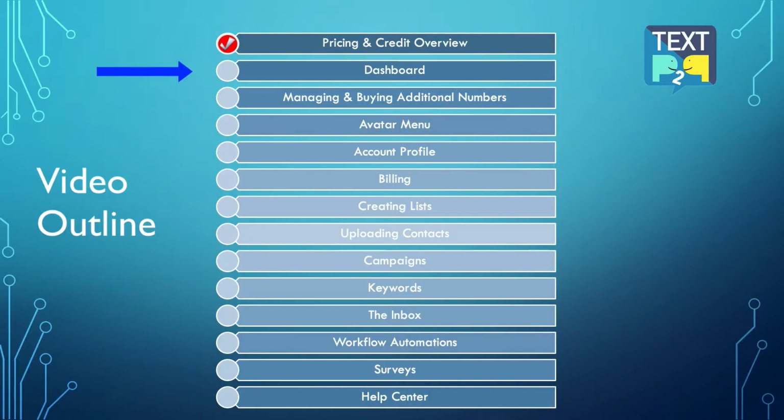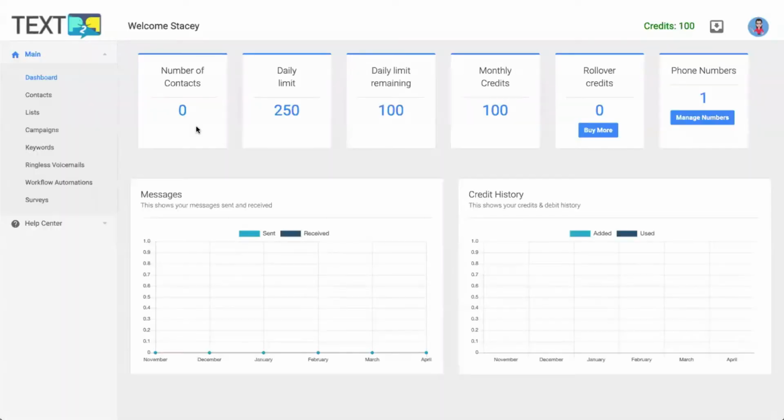Okay, back to TextP2P. Now that you understand how credits work, looking at our dashboard, you'll see the number of contacts that you have loaded up, the daily amount that you're allowed to send based upon the number of phone numbers that you currently have, the dedicated phone number. You'll see your daily limit remaining, and this counts down to 0, and you can see it's set to 100 because there are only 100 credits, right?